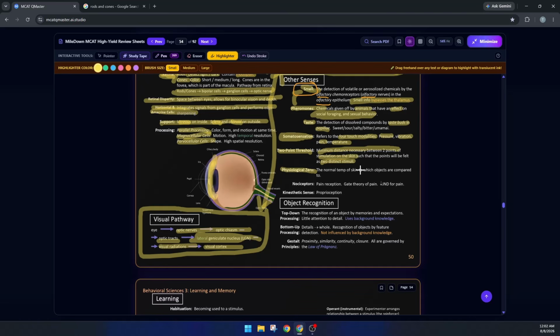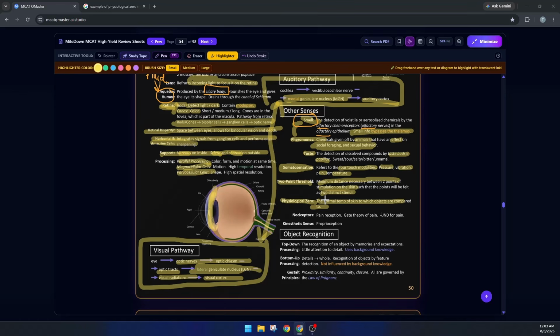Physiological zero: the normal temperature of skin to which objects are compared. So basically how physiological zero works is that your body doesn't measure temperature in degrees, okay? Your body doesn't sit around and say, oh, I'm at 35 degrees or 36 degrees. Your body measures temperature relative to the surface temperature of your skin, so it's always relative.